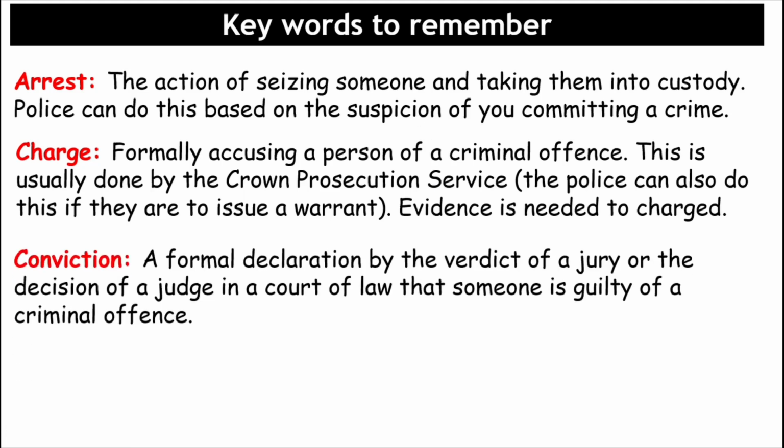The next key word is conviction. This is a formal declaration, by the verdict of a jury or the decision of a judge in a court of law, that someone is guilty of a criminal offence. So, if a person is found guilty in a court, they are convicted. A conviction happens once someone has been arrested, then charged, then gone to court and been given a guilty verdict and therefore convicted.